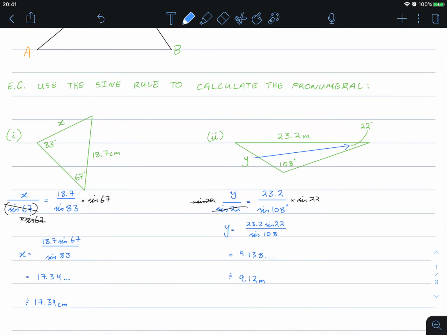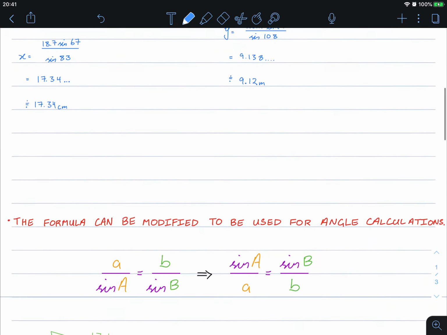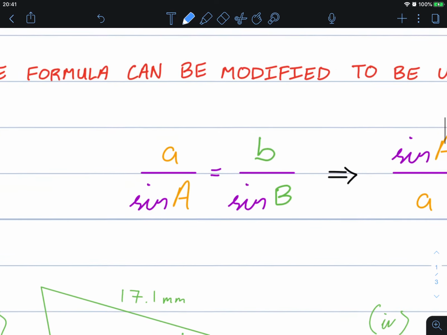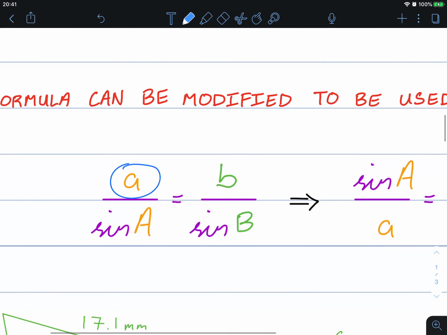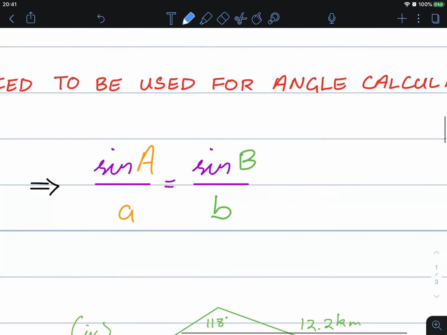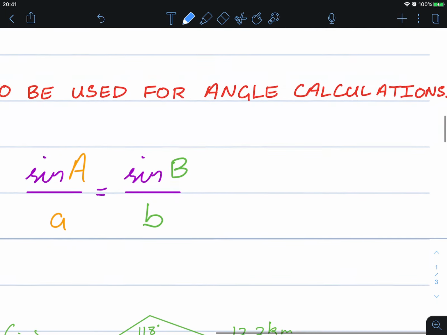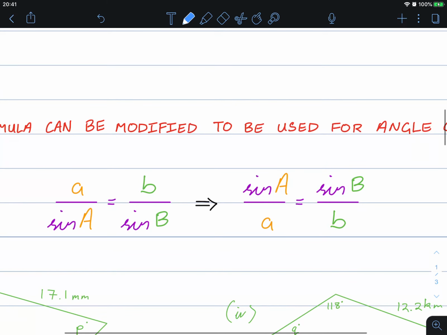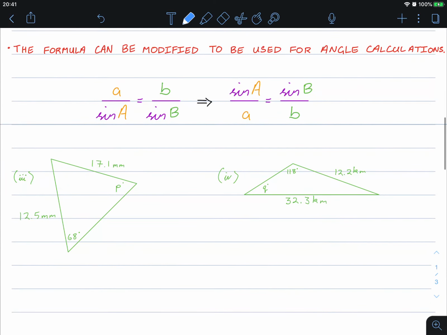Now, this very same rule can be modified to be used for angle calculation. Normally we have the side on top of the angle. We can flip this to make it sine A over the side equals sine B over the side. So it's literally the same formula, just with the ratio switched. Let's demonstrate how this would be used.